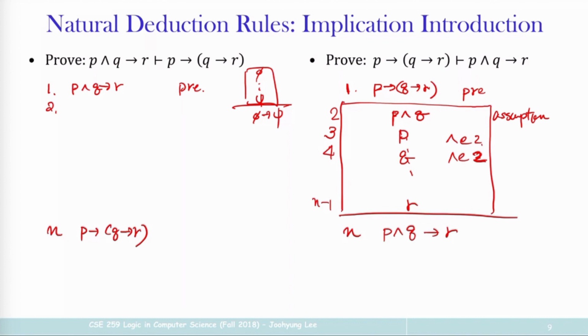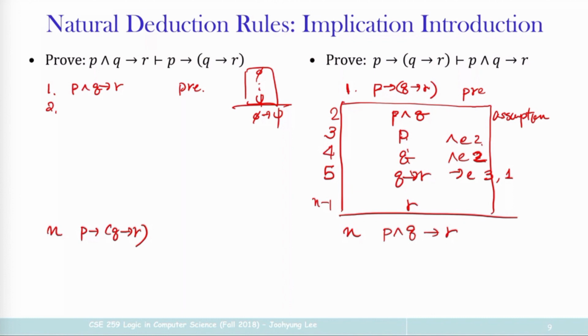How can we get to R using lines 1, 2, 3, 4? Derive Q implies R. Which two lines do we have to look at? 1 and 3. Look at 1 and 3. 3 says P is true. 1 says if P is true, then Q implies R is true. So you can derive Q implies R. So this is implication elimination from 3 and 1. Are we together? So we got Q implies R.